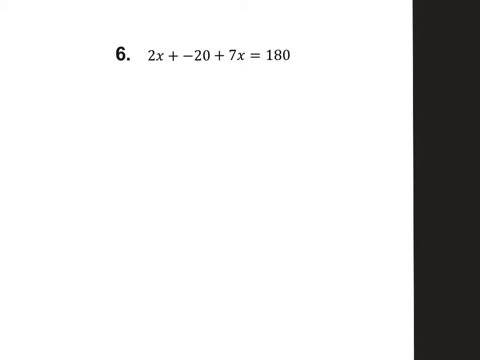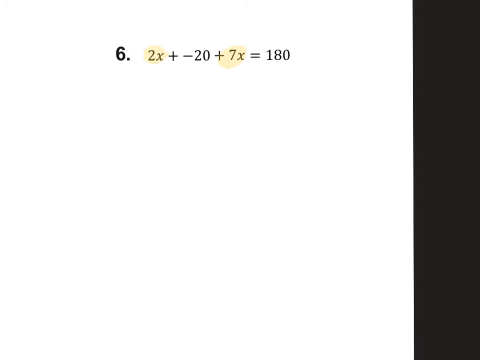Okay, so looking at this, if we think back to that first day, I said the first thing we should do is distribute. We don't have to distribute. The second thing we should do is combine like terms. I do have two like terms here, don't I? This looks the same as this. So we're going to put those together.